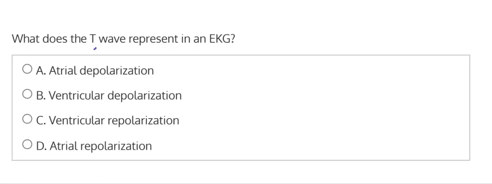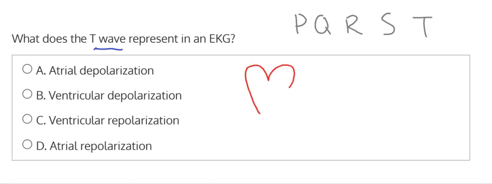What does the T wave represent on the EKG? So now, to remind yourself of the order of the letters on the EKG wave, just remember the order of the alphabet: P, Q, R, S, and T, right? And then also remember your heart, the order in which blood would go.